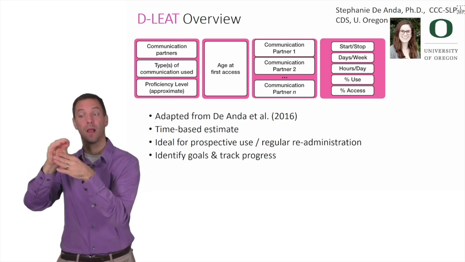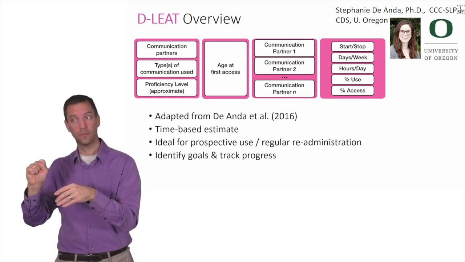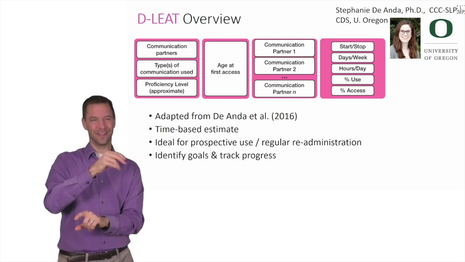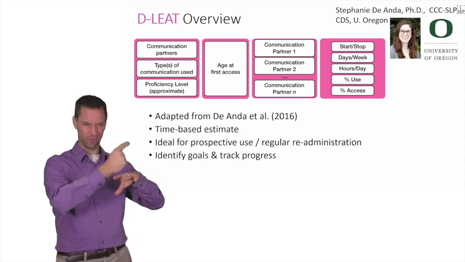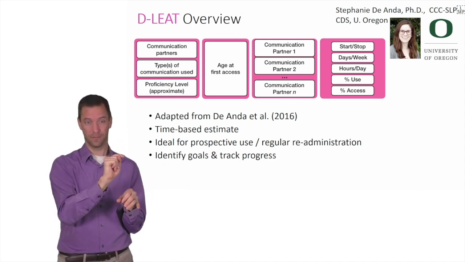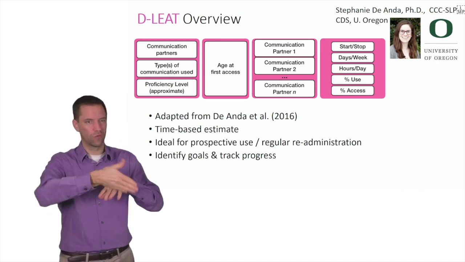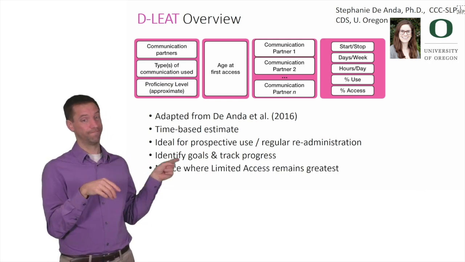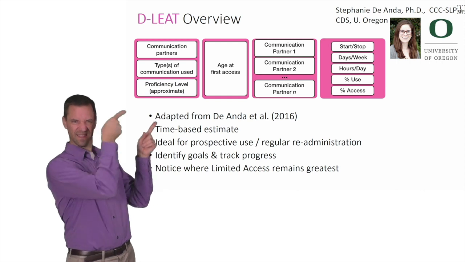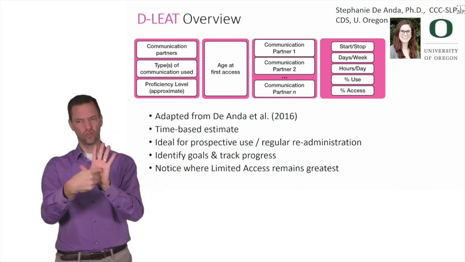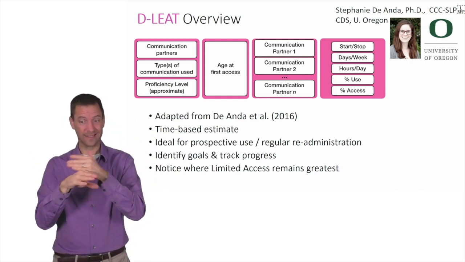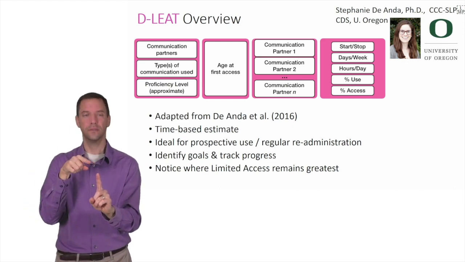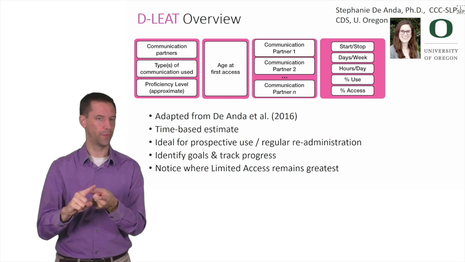Now, we are used to thinking about setting goals for language outcomes, but if we want to see those outcomes, we have to also pay attention to the input. And so we can establish goals for language input and track them over time. The other important part of this information is that it can show us where limited access is still happening. Whatever that situation is an important target for intervention.